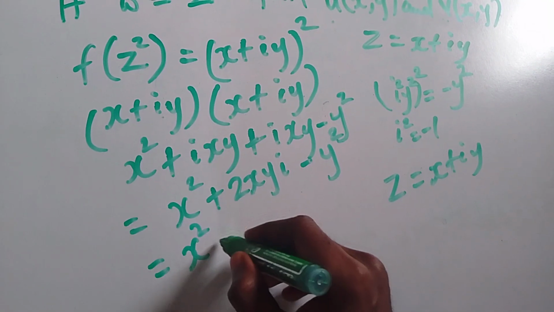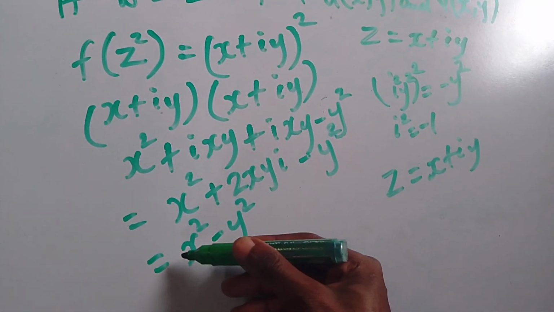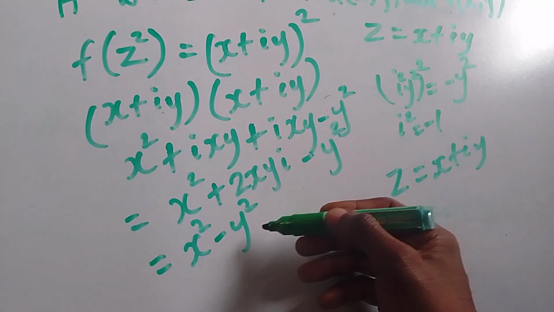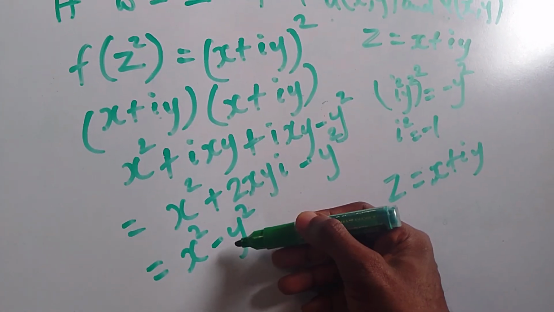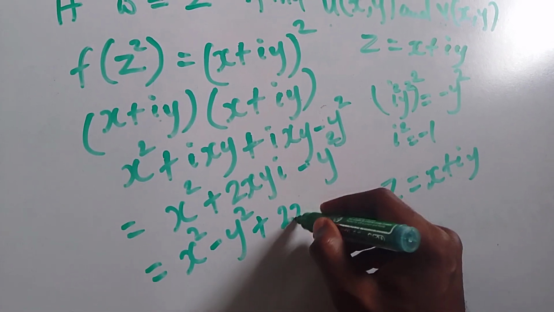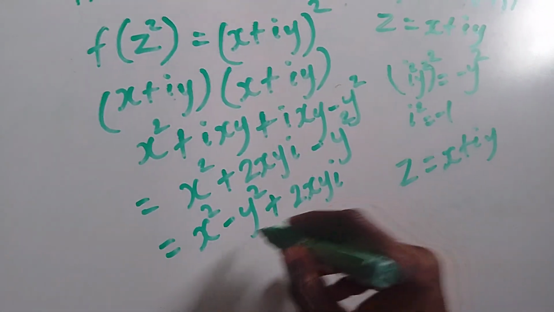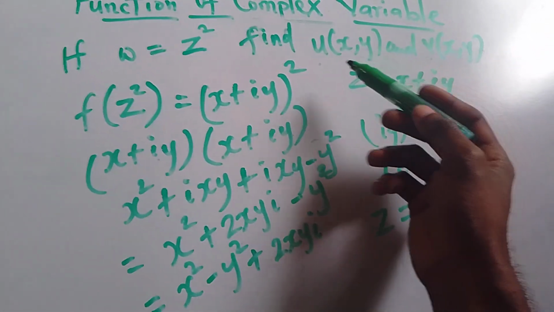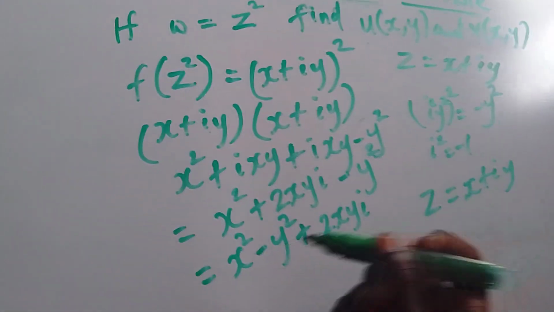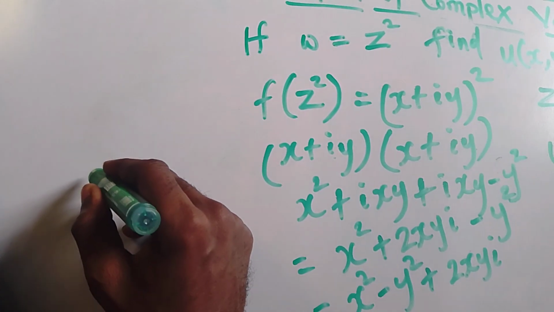So that will be x square minus y square, because this x does not have i, so it is a real part of the complex number. y square does not have i, so it is a real part of the complex number. Then we'll take this 2xyi to the back. So this is our answer now, but the question says that we should find u of xy and v of xy. So now it is going to be like this. I bring it down here.